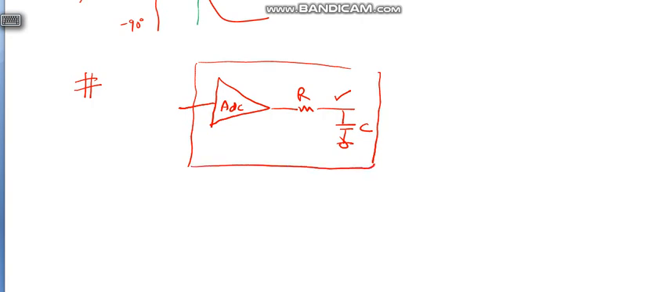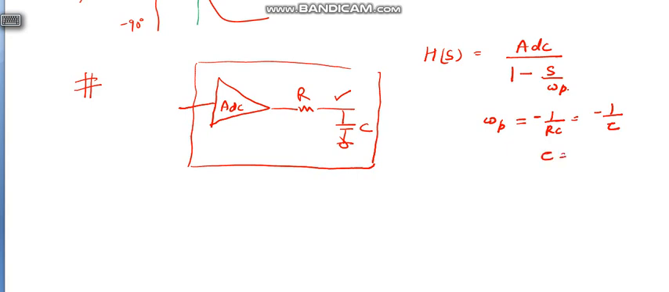Now let's consider one example. Suppose we have a circuit with gain ADC, and then an RC circuit, this is R, this is C. This is considered a single pole system, or you can consider it as a whole as an amplifier with a single pole, having gain of ADC and pole at 1 by RC. The frequency response is given by ADC divided by 1 minus s upon omega p, where omega p is 1 by RC, and this is 1 by tau, where tau equals RC is the time constant.